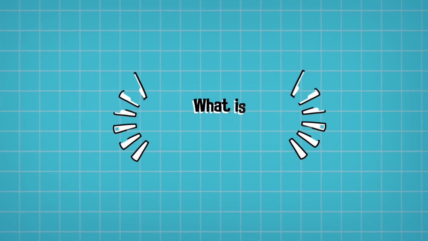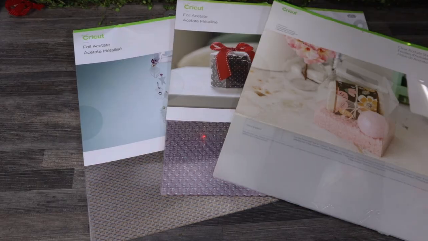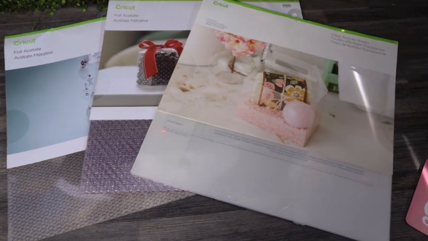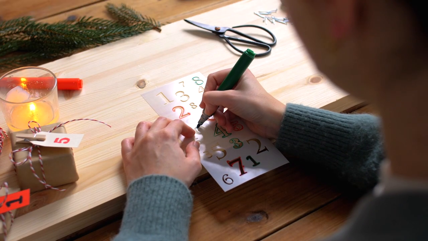So what is a stencil? A stencil is an object that is largely made out of plastic, which has letters or a design cut out of it. And you can place this on top of something and use an ink or a paint on top of that for that design to then show through on whatever it is you're placing the stencil onto.